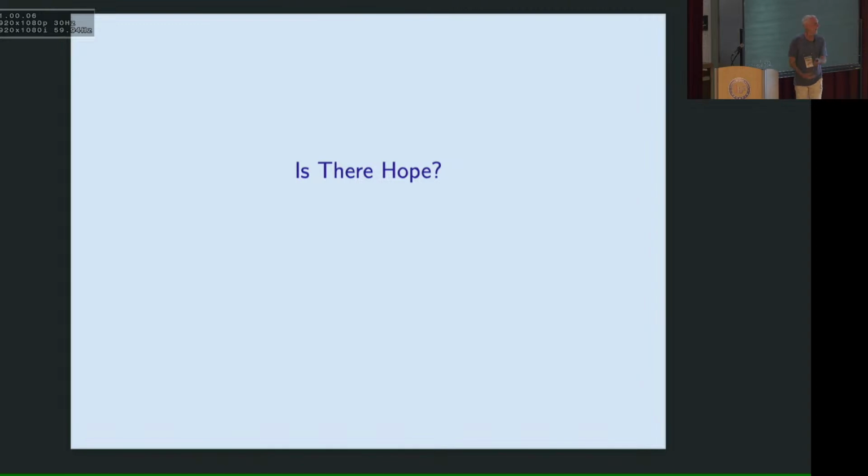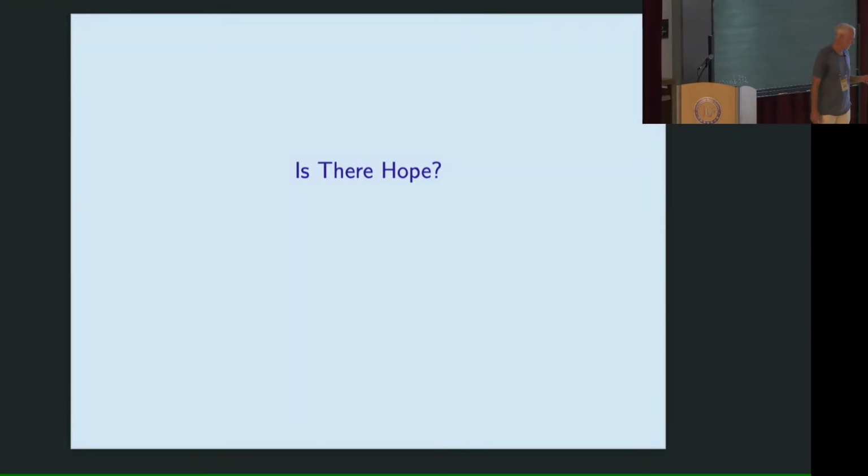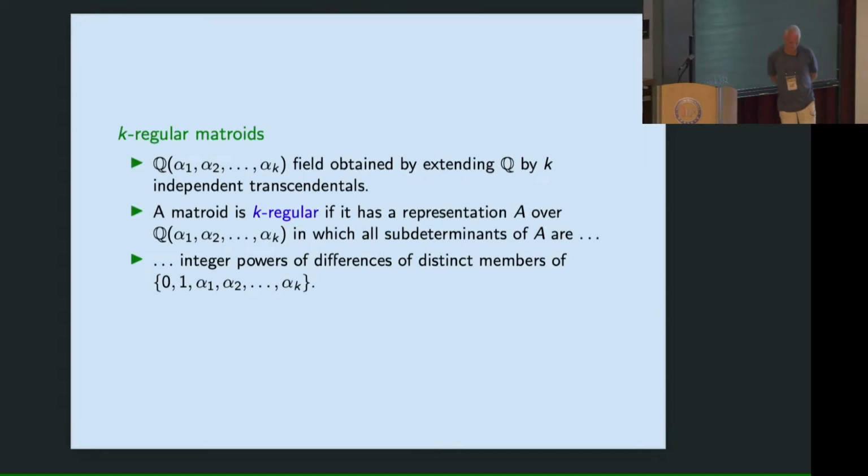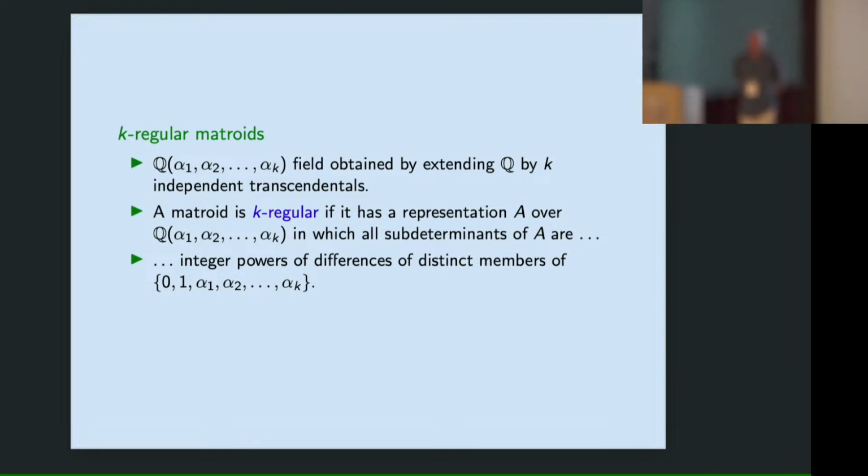Awesome, okay. All right, so I'm going to begin by talking about a class of matroids called K-regular matroids. I'll just try to give you an idea of what this class is. So I've got some algebraic material here, which I'll describe. You extend the rationals by K independent transcendentals, and now you've got a field, and I'm considering representations of matroids over that field.